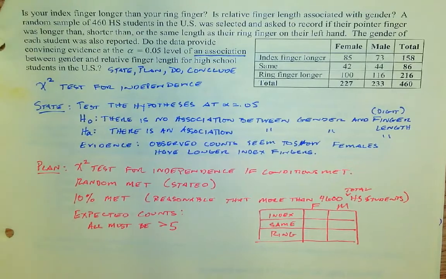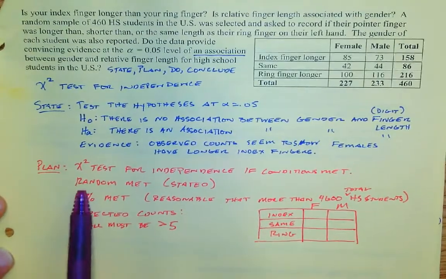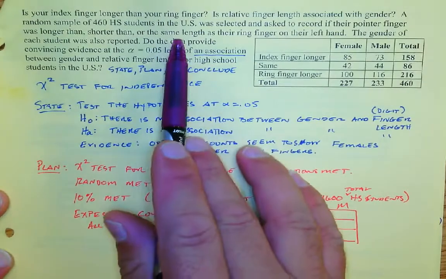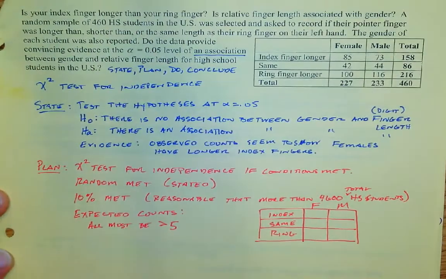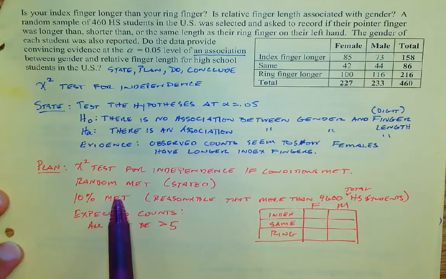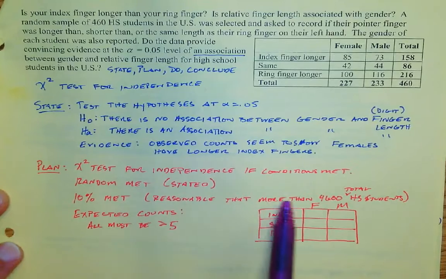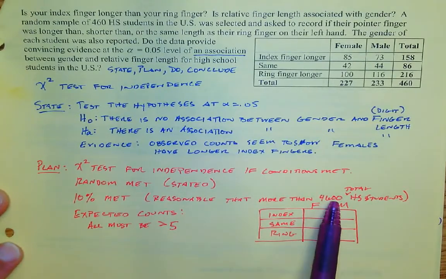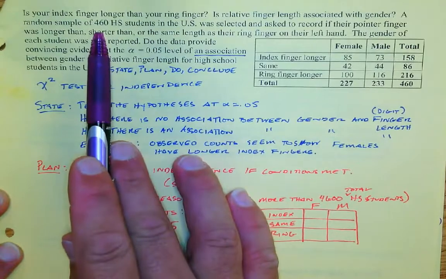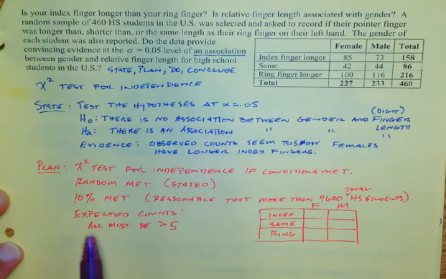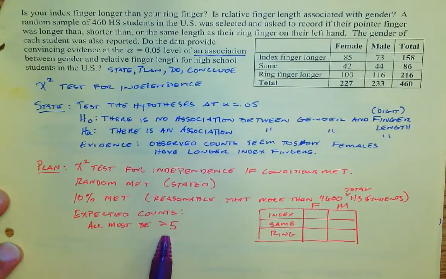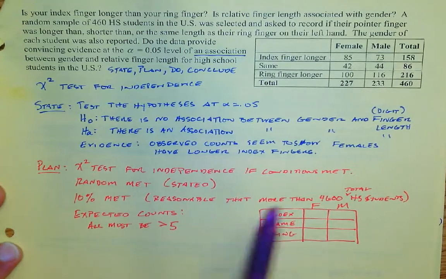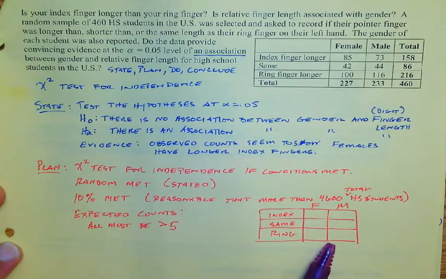Well, what's our plan? We've got to make sure the random condition is met. It is stated: a random sample of 460 students. The 10% condition must be met. It is reasonable that there are more than 4,600 total high school students. Why 4,600? Well, that's 460 times 10. Expected counts: all our expected counts must be greater than 5. We need to find this matrix, and we're going to let our calculator do that.